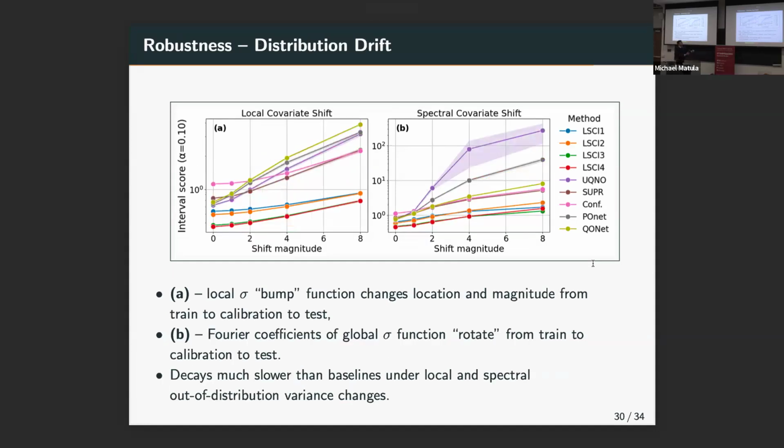We then looked at a distribution shift problem where we introduced some notion of covariance shift to the problem. Basically the data were evolving continuously through the training data into the calibration data, into the test data in this sort of smooth way. And we just increased the magnitude of how much it was changing. Again, what we found was that ours was fairly robust when we introduced local covariance shift and also when we introduced this spectral covariance shift.